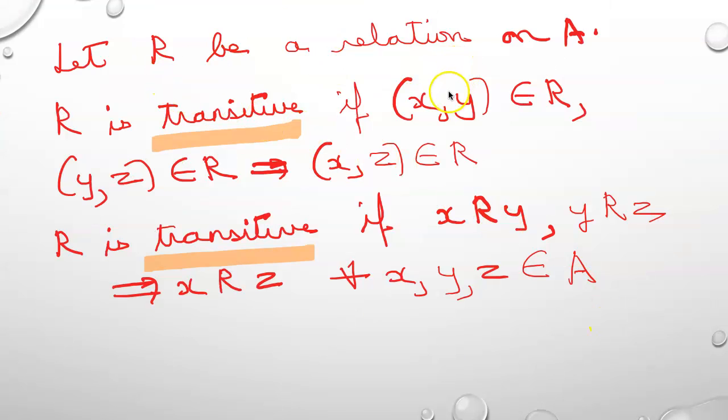If R is a relation on A, R is transitive if (x, y) belongs to R and (y, z) belongs to R implies (x, z) belongs to R. So R is transitive if x R y, y R z implies x R z for all x, y, z belonging to A. So if R is transitive, (x, y), (y, z) belongs to R implies (x, z) belongs to R. That is how you remember it.